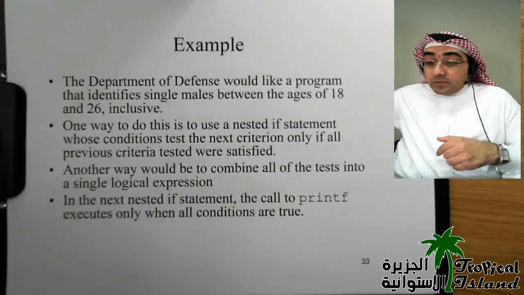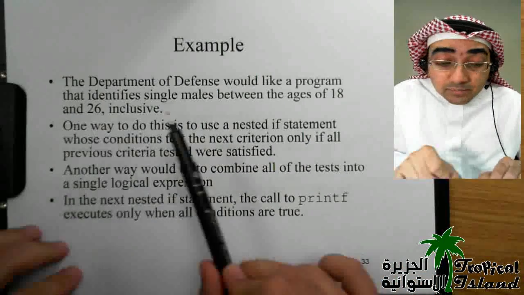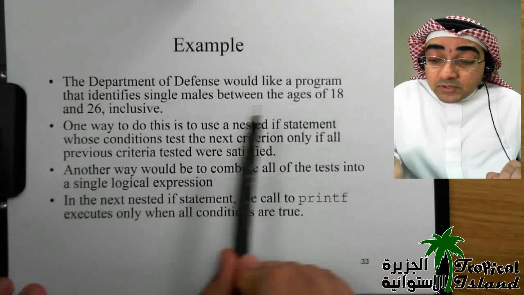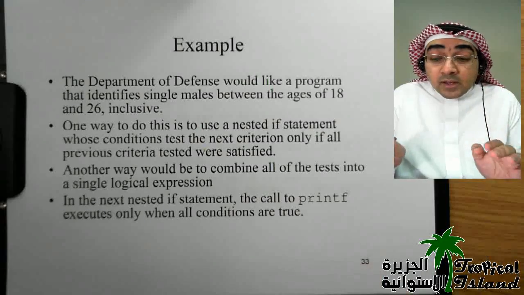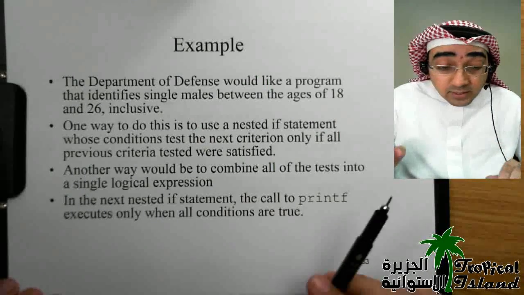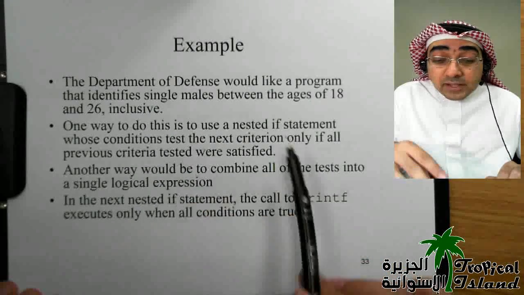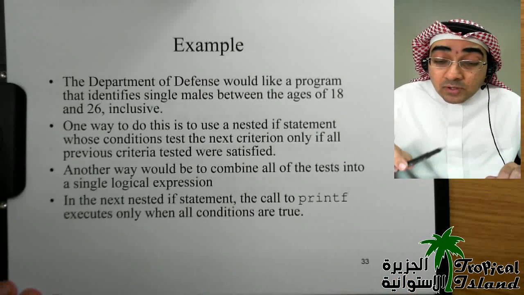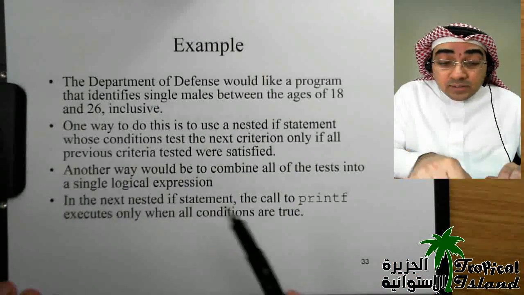So I'm going to just go to the next example. The example over here is the Department of Defense would like a program that defines single males between ages 18 and 26 inclusive. So you want only males that are from 18 to 26. You might have a Department of Defense that has males and females, and people in a large range of ages. Now I want people to define for me the males that are ages 18 to 26.